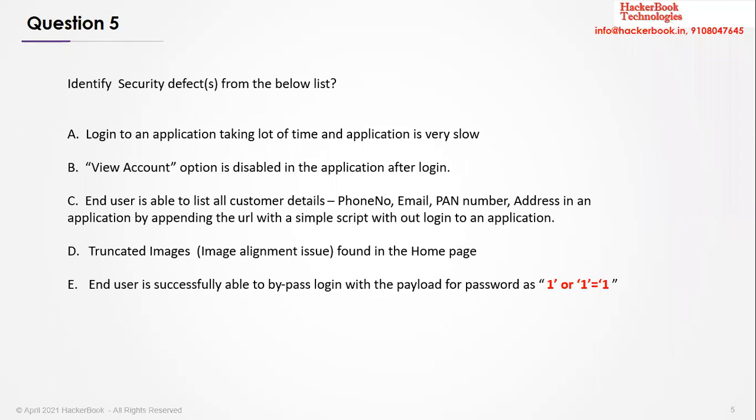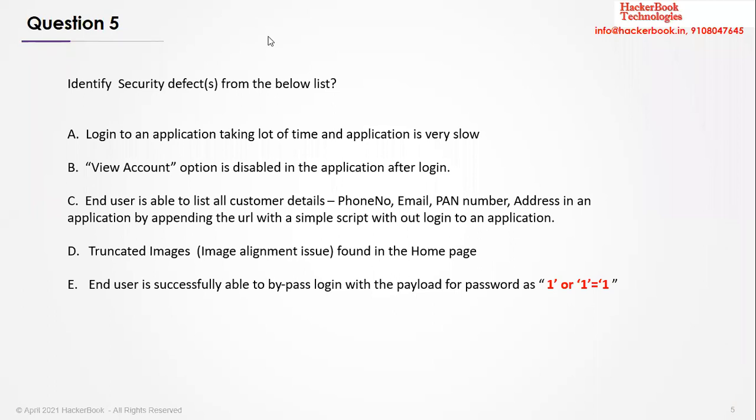End user is able to list some customer details like phone number, email address in an application by appending the URL with a simple script. So they're trying to put in some additional script, and they are trying to do it without logging in to the application. Assume there is a banking website. I am not a valid user, but by putting some script, I am able to get the customer details in the web page. Panera Bread example. So definitely option C is one of the correct answers.